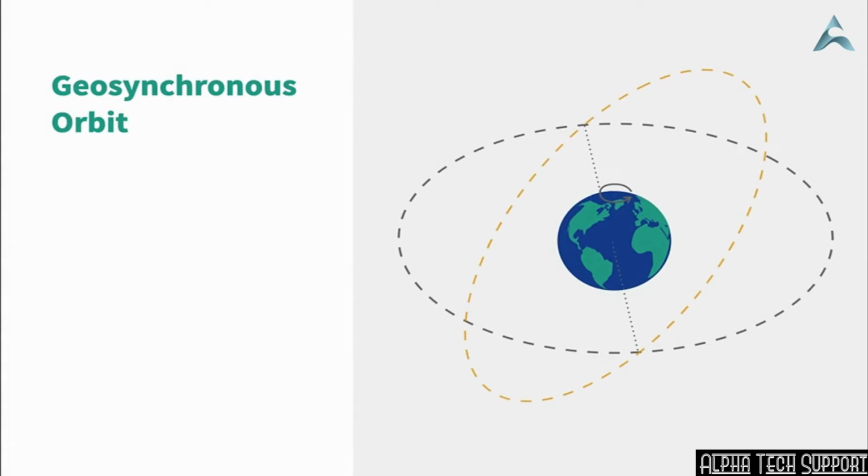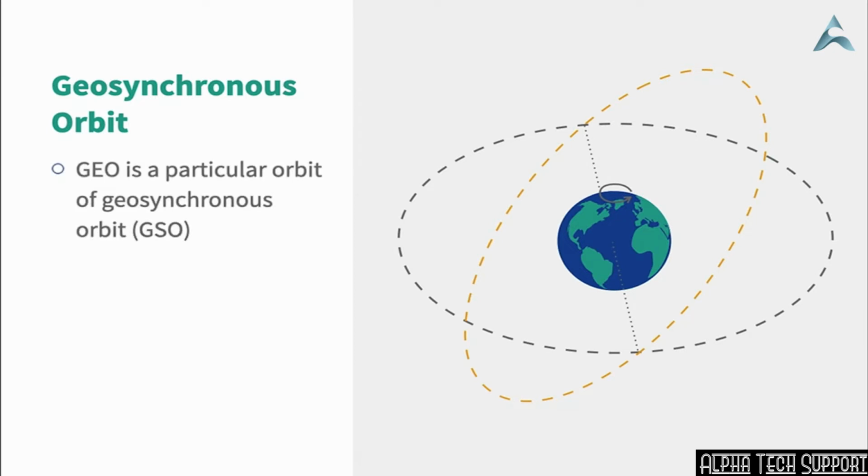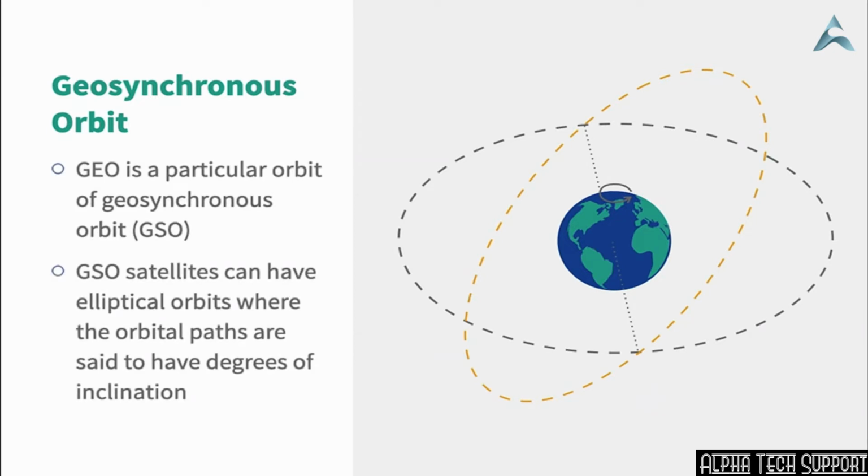GEO is a popular orbit of the geosynchronous orbit, GSO. Different from GEO satellites, GSO satellites can have orbits that are not exactly above the equator, and they can have elliptical orbits, where these orbital paths are said to have degrees of inclination. It also means the satellite's path will take it north and south of the Earth's equator during one complete orbit.